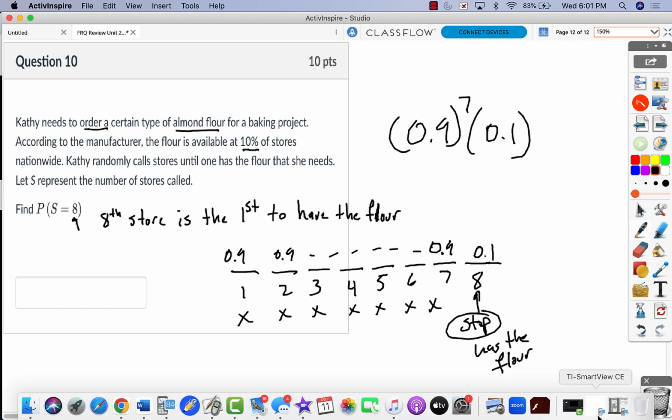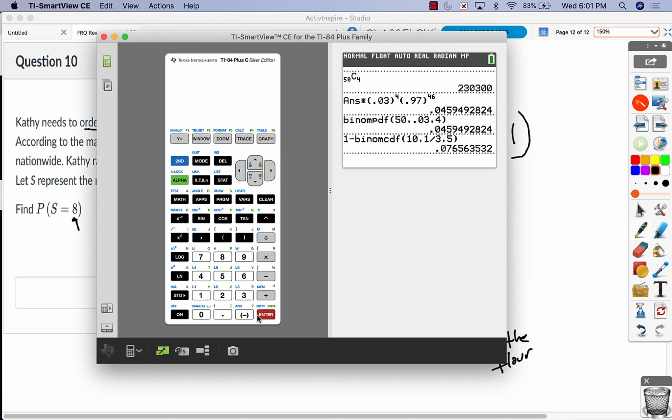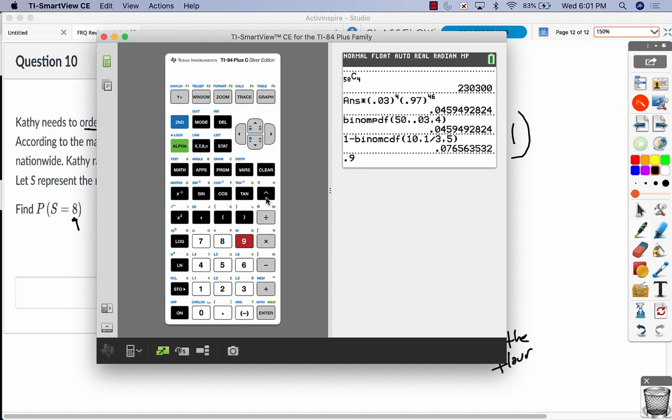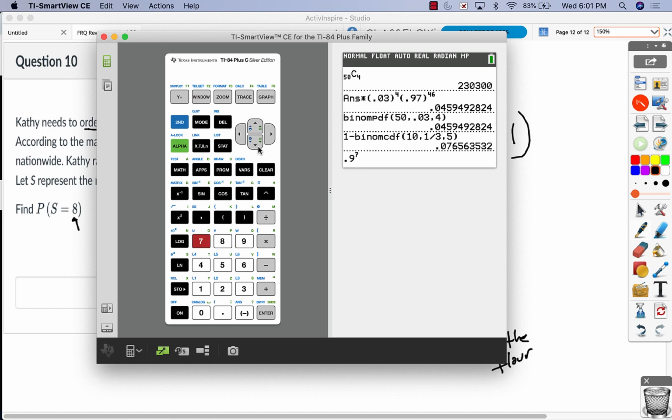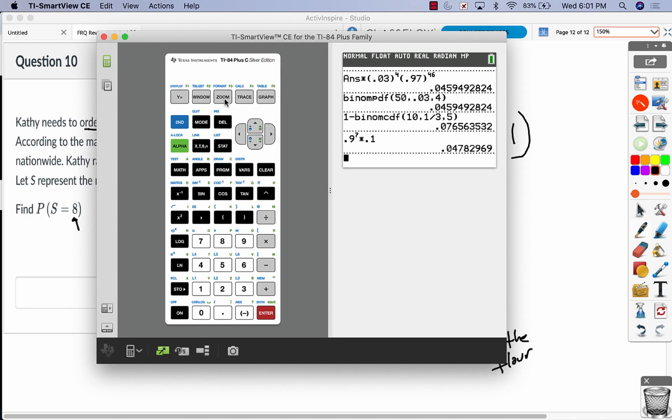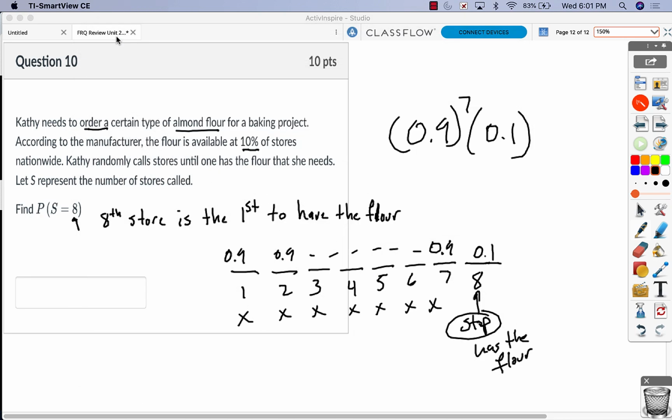Geometrics are easier than binomials. Binomials, there's a lot to it. Geometrics, just only one way. Fail, fail, fail, fail, fail, fail, fail, fail, fail. Succeed. That's how it works. Okay, there's 7 0.9s and one 0.1. 0.04048.